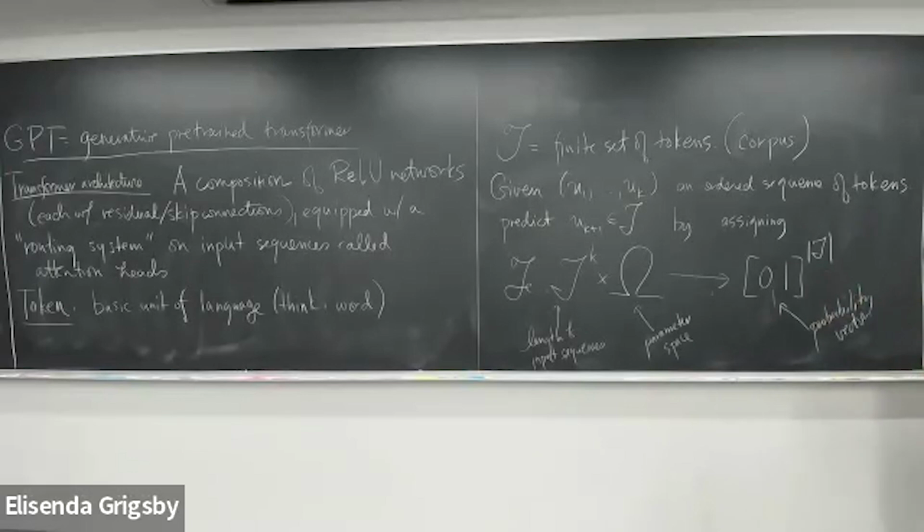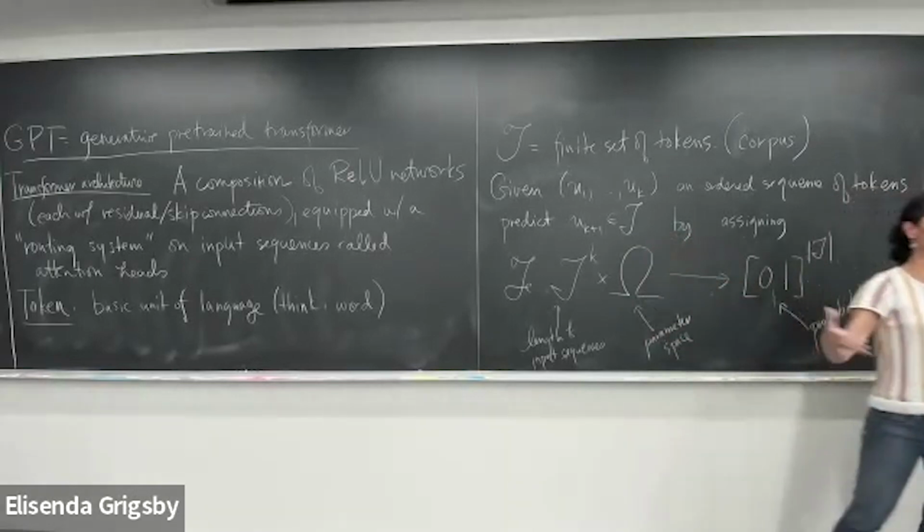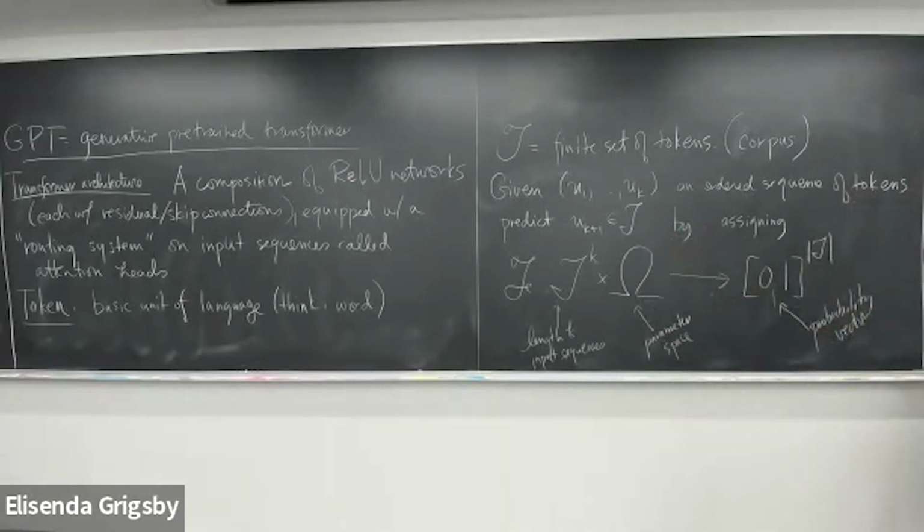Okay. And now after training, you can use this model on new strings to predict the next token. Is that clear what you're doing? I haven't told you how to associate to a parameter some gadget, but essentially what we're doing is exactly the same sort of thing.